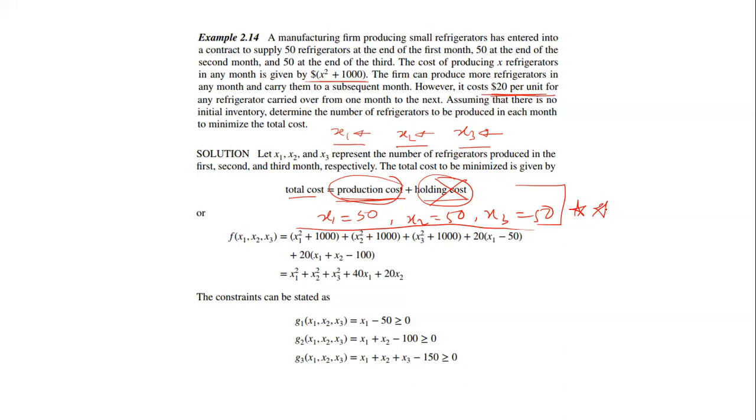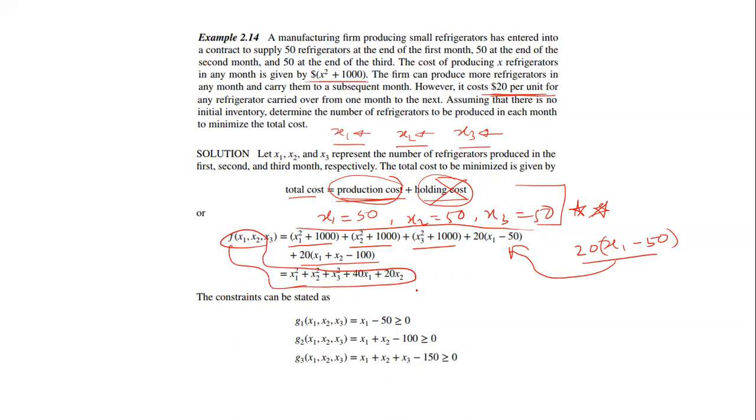But the importance of this problem is that it gives you the essence of how to construct the problem and how to deal with it. So you have the production cost of the first month, of the second month, of the third month, then the holding cost. If you're producing X1 and selling 50, the rest you're holding. So this is the holding after the first month, and the holding after the second month is this one. After simplification, this is your objective function, which we have to minimize.